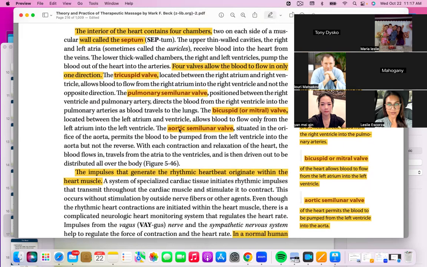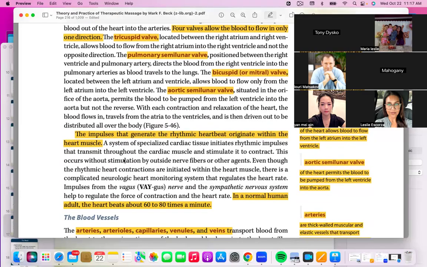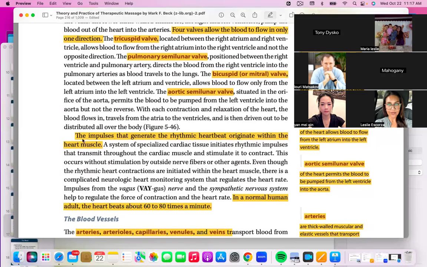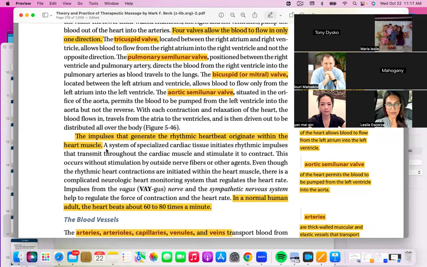Awesome. Now, the aortic semilunar valve is situated close to the aorta, which permits the blood to pump from the left ventricle into the aorta, but not reverse. So all of them do the same. We're going to go through the flow as we go to the next page, so don't worry. So these are the main valves, 1, 2, 3, 4, have those down. And I'll give you a chance to actually create flashcards on those.